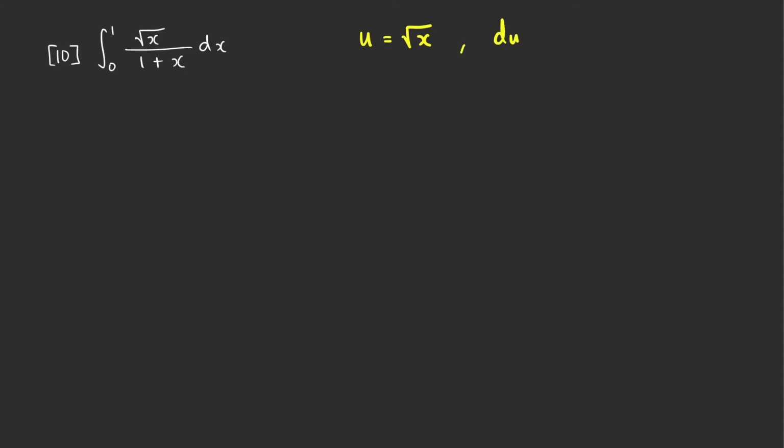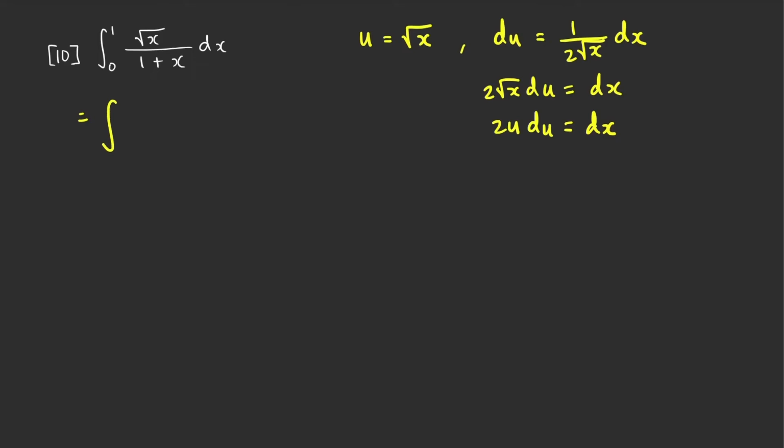Then again, our du, same as in the previous problem, is 1 over 2 square root of x dx. And then again, here you get 2 square root of x du is equal to dx. So therefore, this is 2u du is equal to dx. And we can now write our integral as the integral of u over 1 plus u squared, and then our dx is 2u times du.